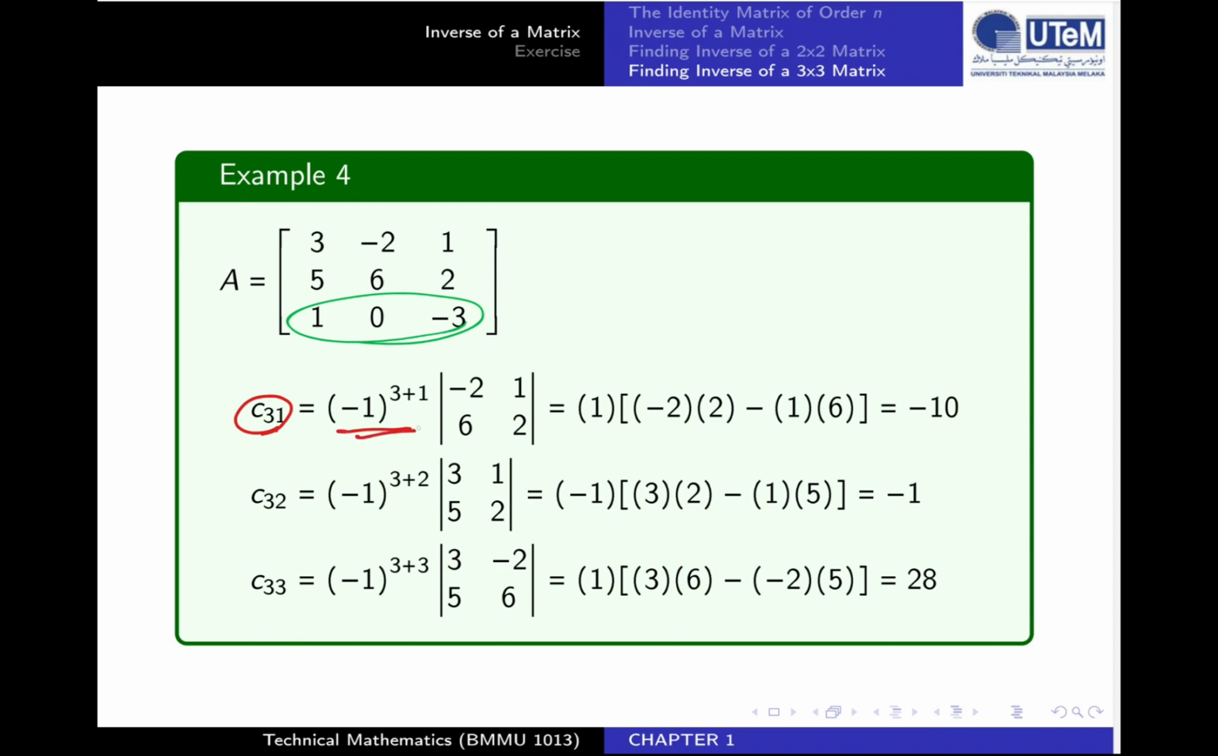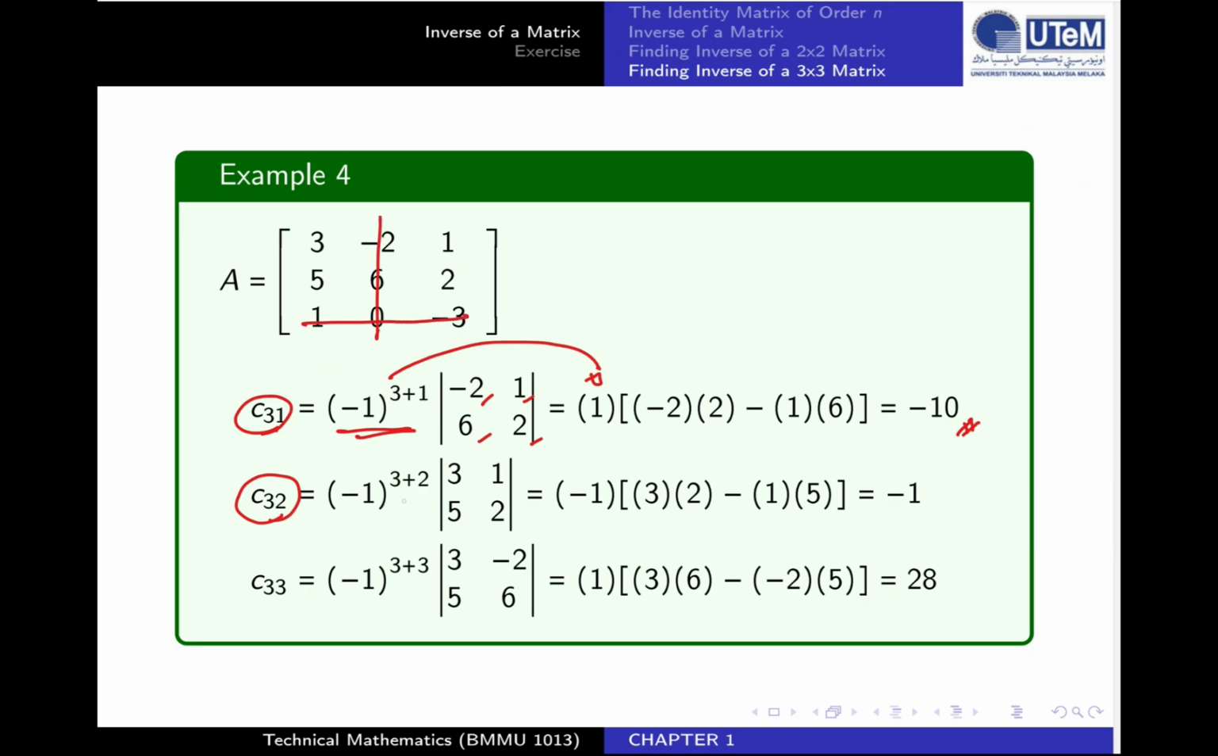So we have the power of 4, so we can get positive 1. Also same thing here, we can get negative 2, 1, 6, 2. And then the final answer for C31 is negative 10. For C32 here, which is the third row, second column.